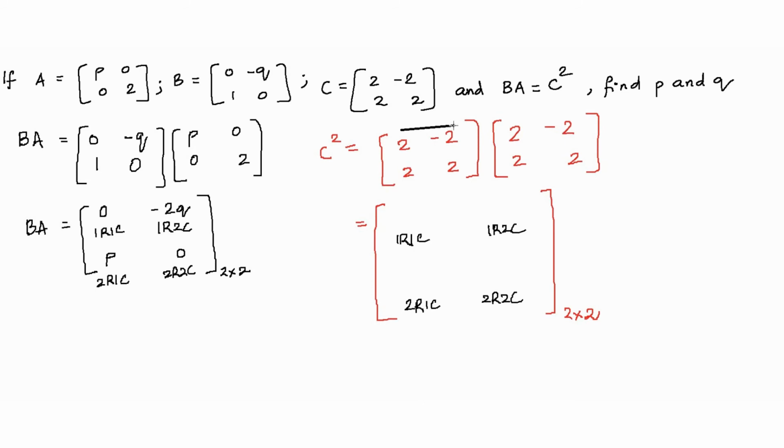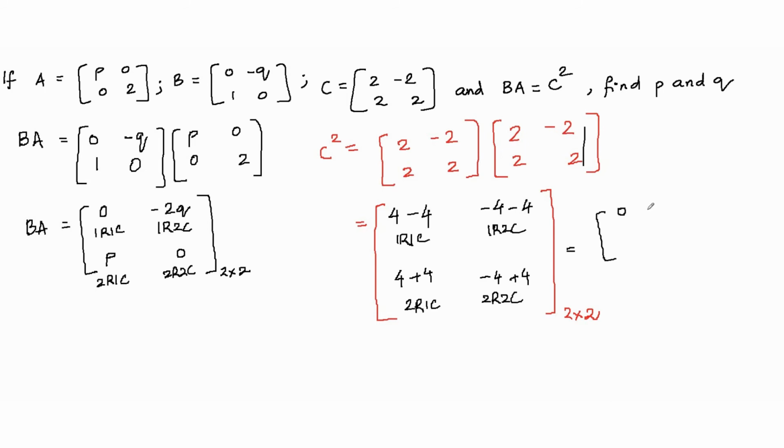So first row with first column, let us quickly start evaluating. 2 2s are 4 and minus 2 2s are minus 4. First row second column. So 2 into minus 2 is minus 4 and minus 2 into 2 is also minus 4. Second row first column. 2 2s are 4 and 4 plus 4 is 8. So we will find that later. And second row second column. So 2 into minus 2 is minus 4 and 2 into 2 is positive 4. So what is the matrix that I get?